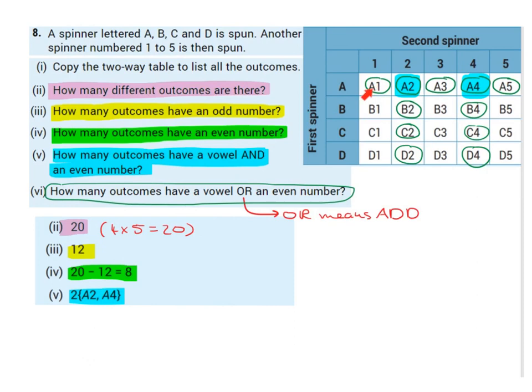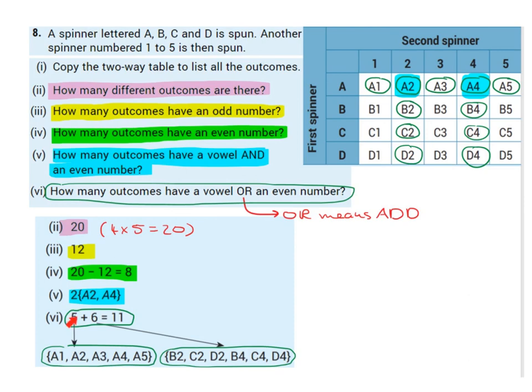So A1 has a vowel, A2 is a vowel, A3 is a vowel, A4 is a vowel, and A5 is a vowel. So they all have vowels in them because A is a vowel. Now we know that B, C and D are consonants, so none of the rest of our outcomes have vowels in them, but B2, C2 and D2 all contain an even number, 2 is an even number, and B4, C4 and D4 again all contain an even number. So we have 1, 2, 3, 4, 5, 6, 7, 8, 9, 10, 11.